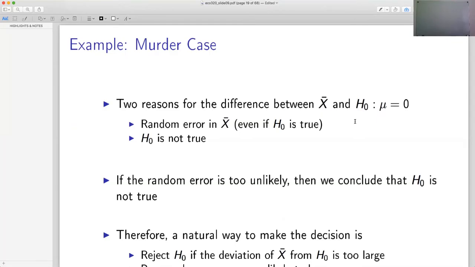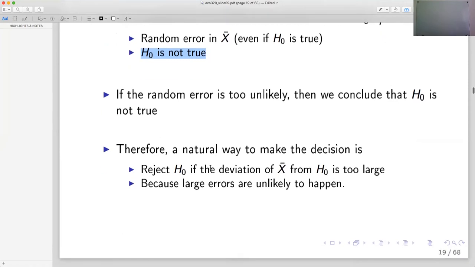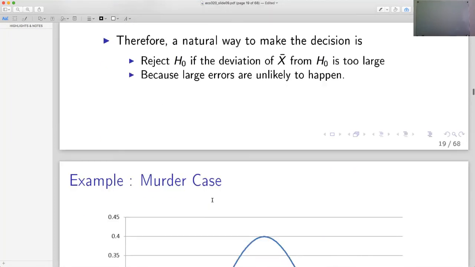So we look at the difference between X bar and the null hypothesis. The first reason is random error, because of some error associated with that, so even if our null hypothesis is true, they might differ. Or another reason might be the null hypothesis is simply not true. If the random error is too unlikely, then we conclude that the null is not true. Therefore, a natural way to make a decision is to reject the null hypothesis if the deviation of X bar from the null is too large, because large errors are unlikely to happen.